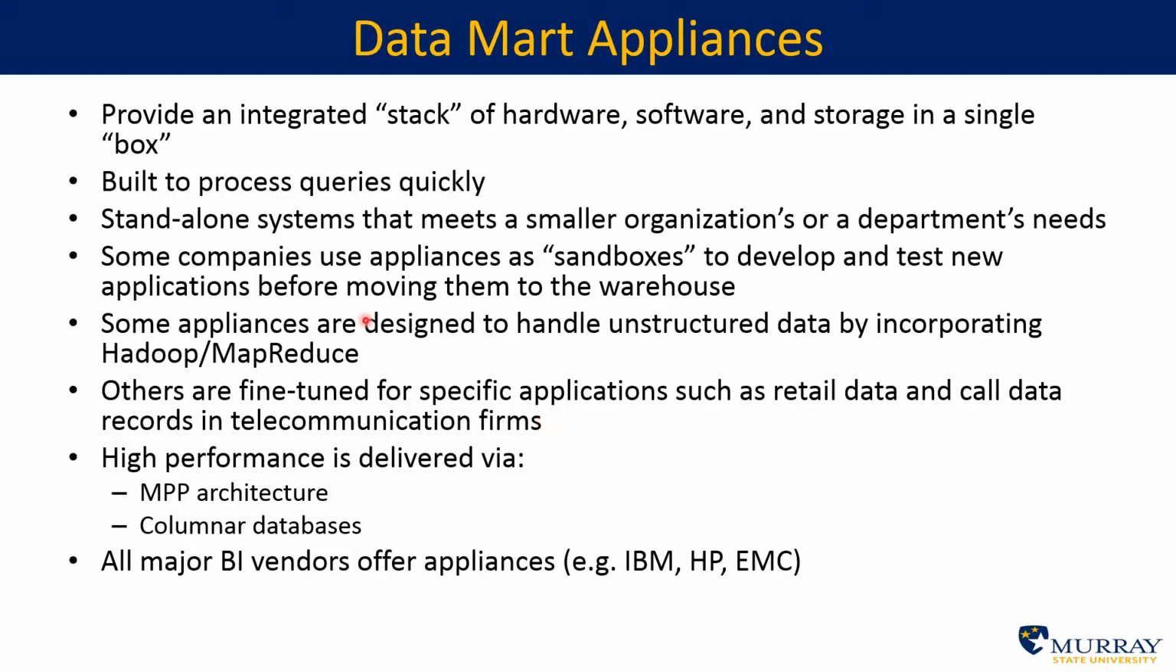A number of technologies are used to deliver high performance. For example, massively parallel processing, this grid computing that we just discussed. Columnar databases are sometimes used to speed up processing, and we'll discuss columnar databases a bit later. And all major BI, business intelligence, vendors offer appliances. That includes such vendors as IBM, HP, and EMC.